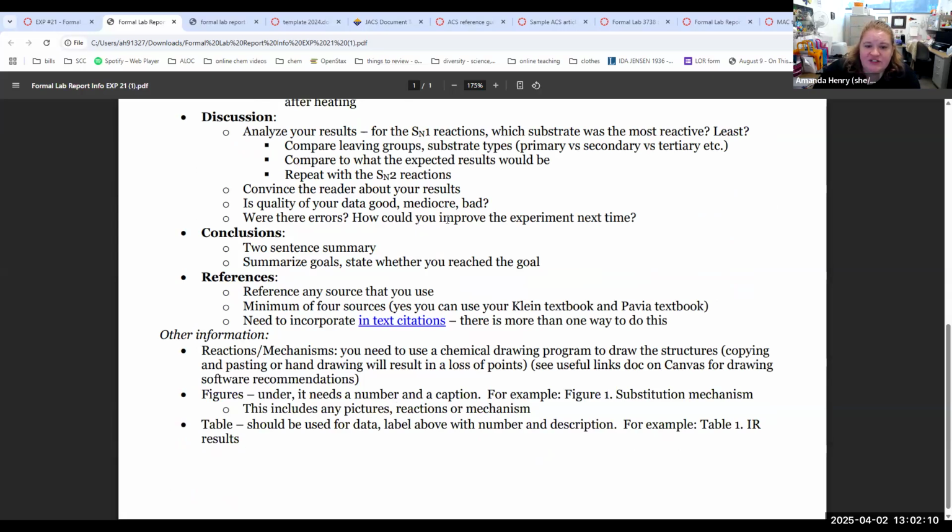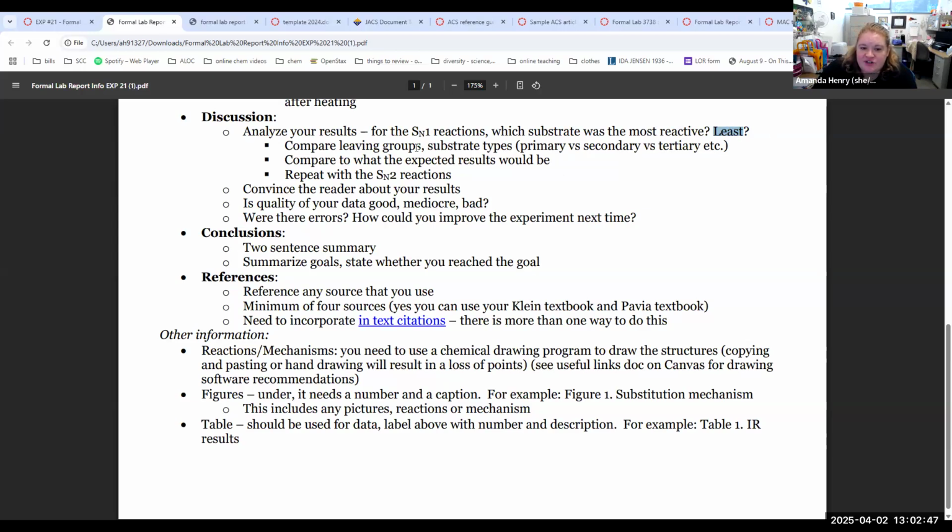And then the discussion section is going to be the bigger one. This is going to be where you have all of your explanations. So you're analyzing the results. So for the SN1 reactions, you're going to say which substrate was the most reactive and which one was the least. And so we can base this on time. Whichever one reacted the fastest would be the most reactive. And if you had two that reacted instantaneously, then whichever one made more precipitate would be the most reactive. And then least reactive, again, this would be no reaction even after heating it.